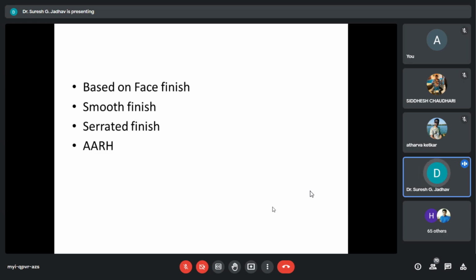Smooth finish flanges are specified when metallic gaskets are used, and serrated finish is used when non-metallic gaskets are provided. See the difference: smooth finish and serrated finish. Whenever metallic gaskets are used, then we'll use the smooth finish, and serrated finish can be used when non-metallic gasket is provided.